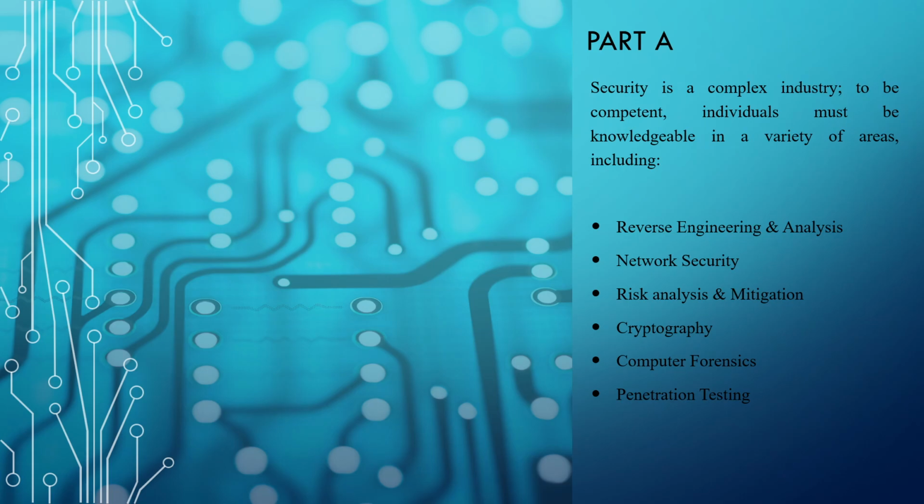So for part A, we start looking into the security industry. As we already know, security is a complex industry, and it is really kind of computational. It is more competent, and that means the individual must have knowledge of a variety of areas in security. For example, reverse engineering, network security, risk analysis, cryptography, and computer forensics, and the list goes on. There are loads of them, I only mentioned six of them.